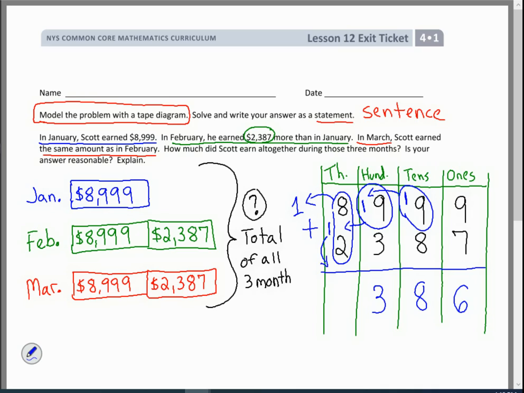And this 1 here, it's easy to miss it, gets put down here. And then this 1, don't forget it, that goes there. So February and March actually, right? Because they're exactly the same number, would be $11,386. February's that number too, right? It's a little crammed in there, but February's also that number.